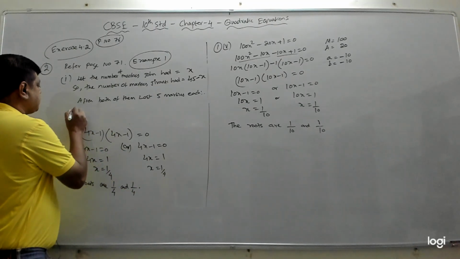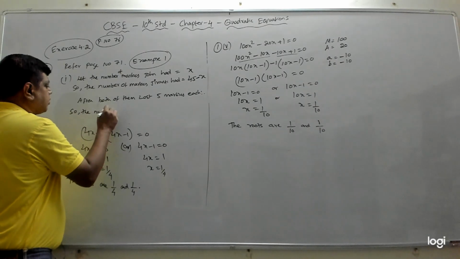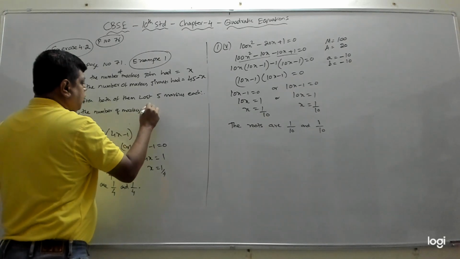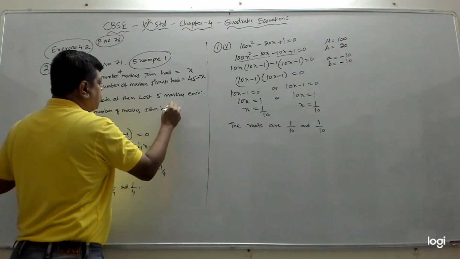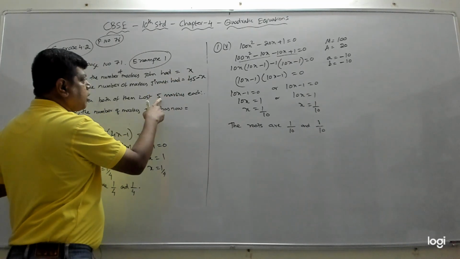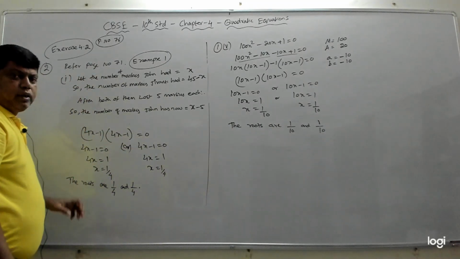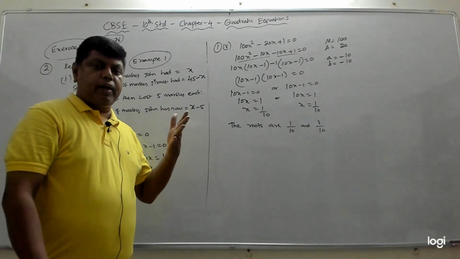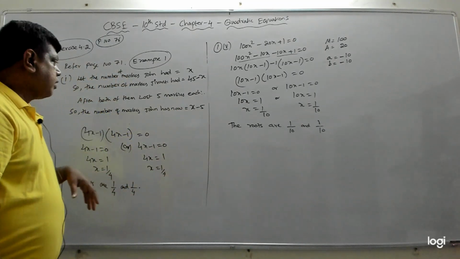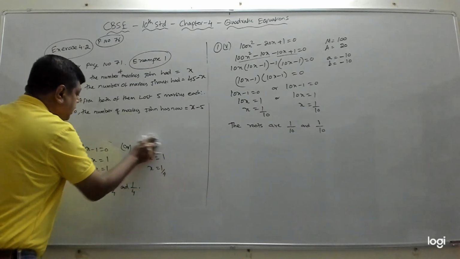The number of marbles John has now will be equal to how much? Initially he had x marbles, he lost 5 marbles, so he will have x minus 5 marbles now. Initially he had x, now he lost 5, which means we have to reduce 5, so x minus 5. Now what is the number of marbles that Jivanti has now?